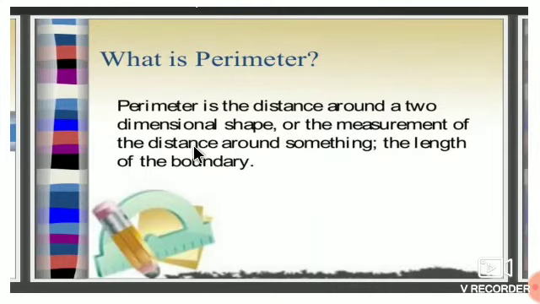So we can find the perimeter of regular shapes and irregular shapes, which are two-dimensional shapes. We know that triangle, rectangle and square are two-dimensional shapes. We can find the perimeter of these shapes, and if the figure is of irregular shape, there also we can find the perimeter. For that we should measure the distance around the figure.